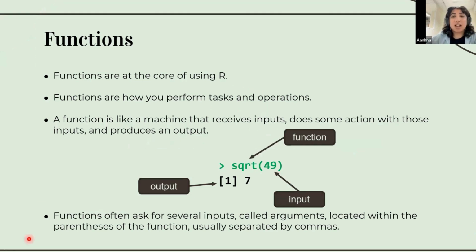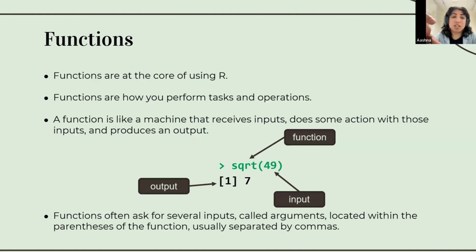So functions are at the core of using R. Functions are basically how you perform tasks and operations in R. It's very, very simple. Even a plus or minus sign is a function. Anything that performs some sort of operation is a function. The way it works is it's like a machine that receives inputs, does something with those inputs, and produces an output. You can see over here, the function being used is called sqrt. It takes the square root of something. Your input appears in brackets, 49, and when you run that, your output is 7.